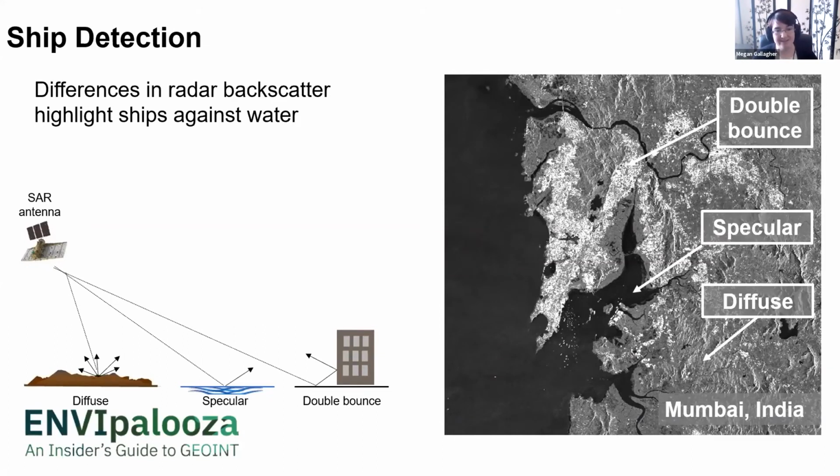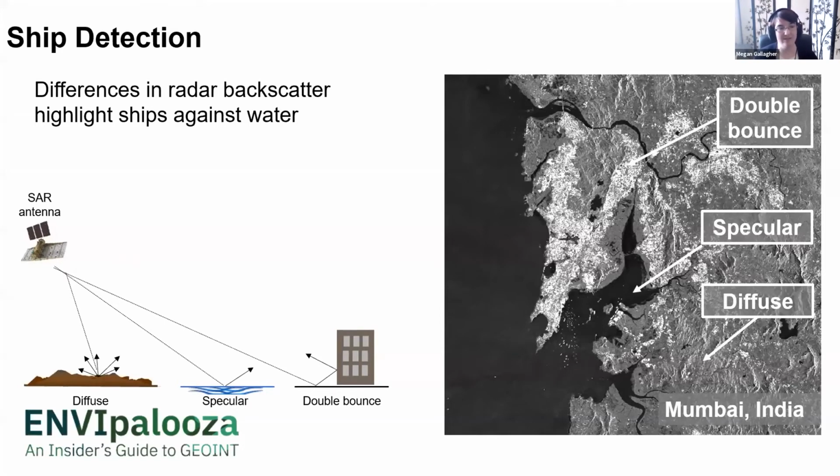Water, as we can see in this lovely scene here, is very black. It is very dark. And ships, because they are urban structures just hanging out on top of that water, have these very bright spots that are definitely very different from the water itself. So things such as automatic ship detection are very easy to do with synthetic aperture radar responses.